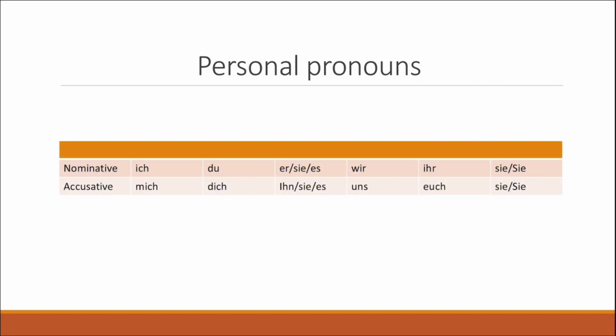Now, how do we know the declination for every personal pronoun? Here you can see a table. Depending on the personal pronouns we already learned for the nominative case, so for the normal case, ich, du, er, sie, es, wir, ihr, sie, here you can see the declination for the accusative case. So if you are going to talk about the direct object, you're going to know instantly what to use.